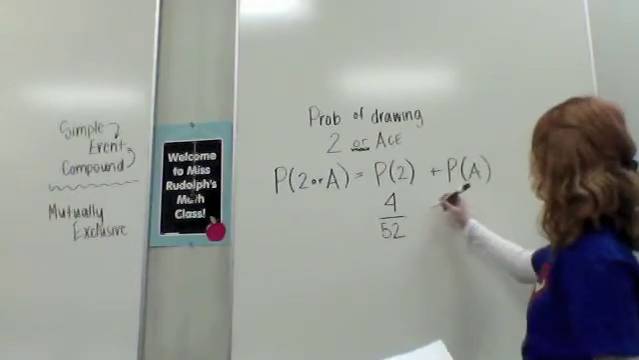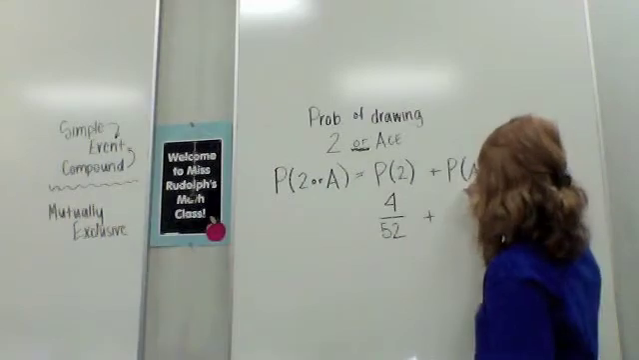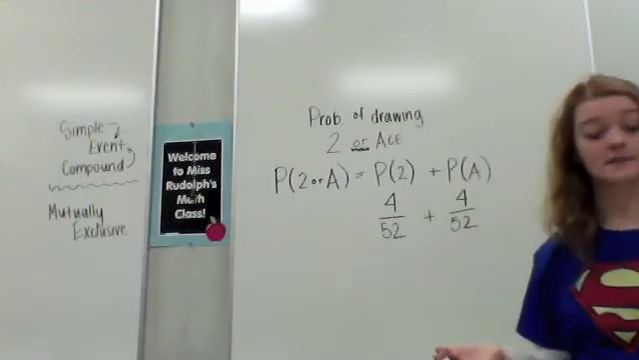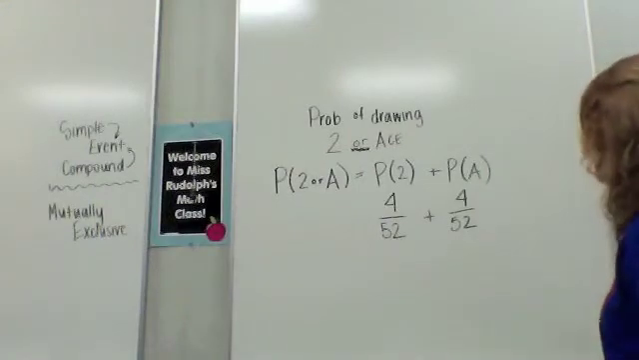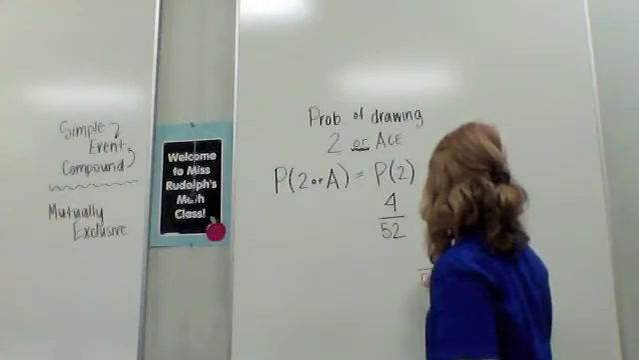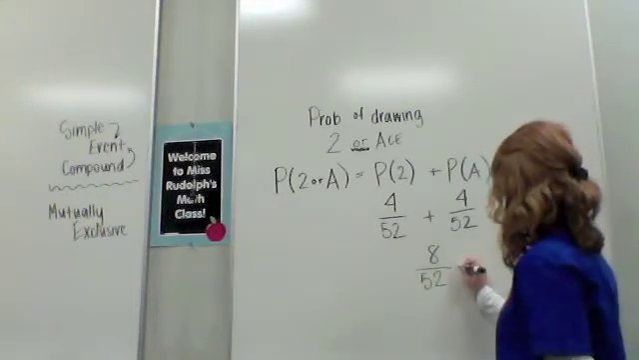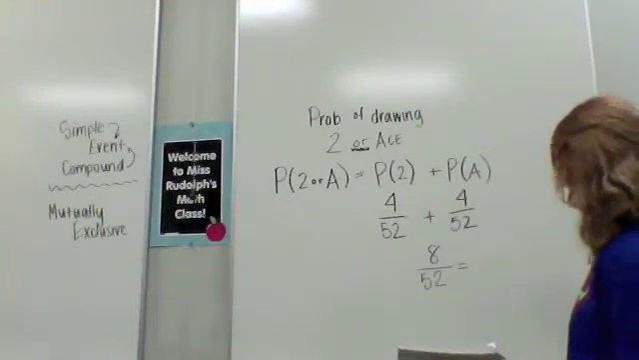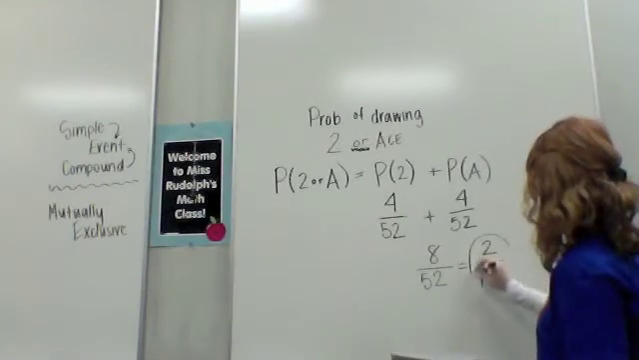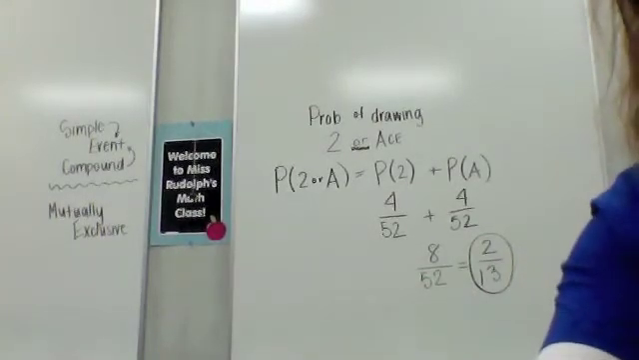Now we look to the aces. And we're adding them because it's an or. The probability of drawing an ace is actually the same as the probability of drawing a 2. There are 4 aces out of the 52 cards in the deck of cards. When we add our fractions together, they both have a common denominator, so that makes my life pretty easy. So we have 8 out of 52. But we know that this can be simplified. A number that goes into both of these terms is the number 4. So this simplifies to being 2/13. So the probability of drawing a 2 or an ace is 2/13.